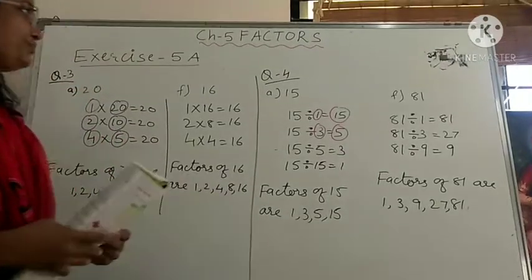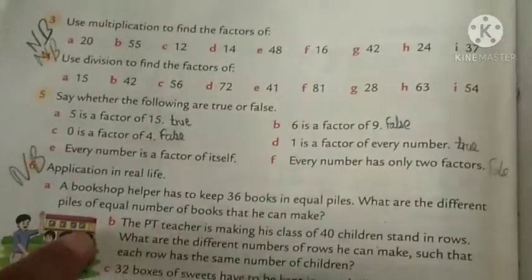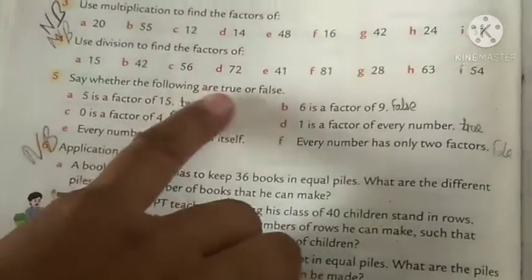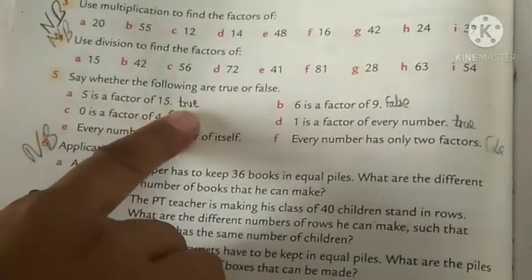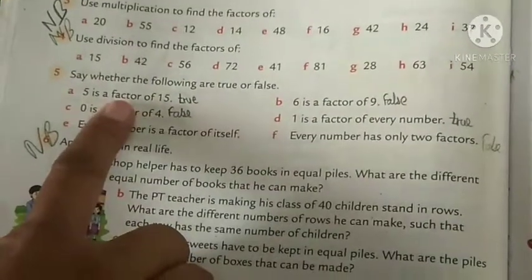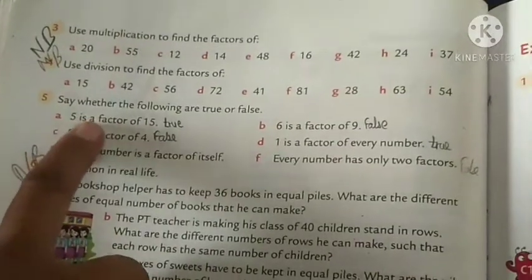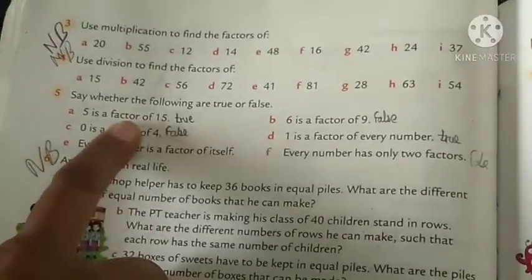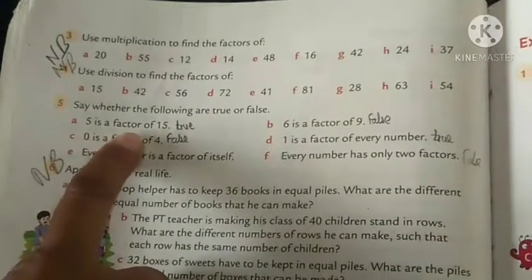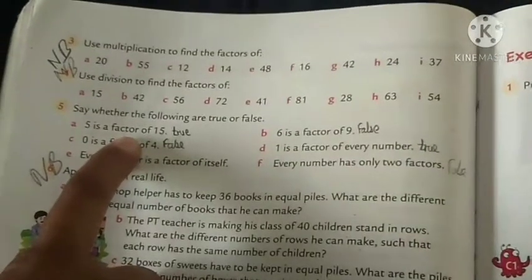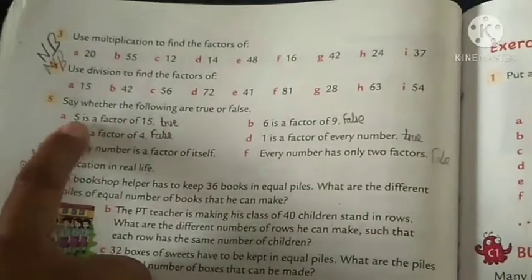Okay. Now we'll continue with question number 5. Say whether the following are true or false. In that, number A, 5 is a factor of 15. That is true. How will you come to know? Whenever a factor is coming, you have to think in your mind: 5 is in the 15 table? Yes, 5 3s are 15, right? Means you have to remember that a table's question is called a factor and a table's answer is called a multiple. So 5 is a factor of 15.